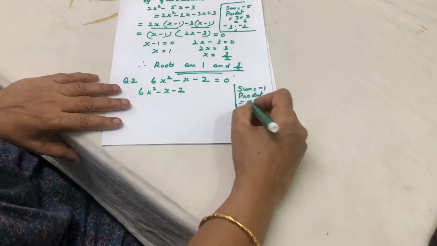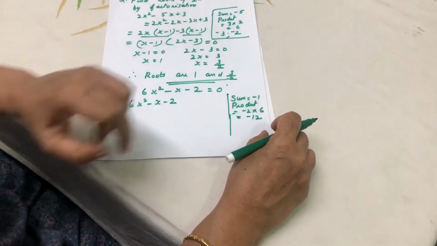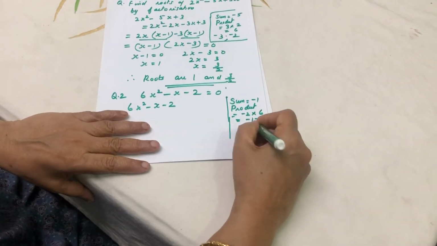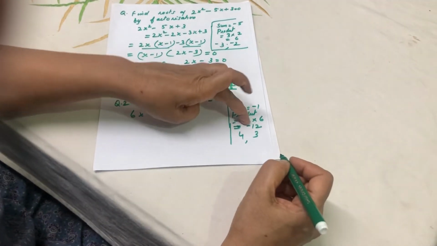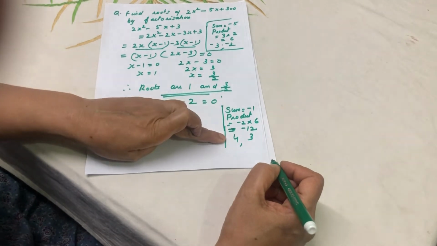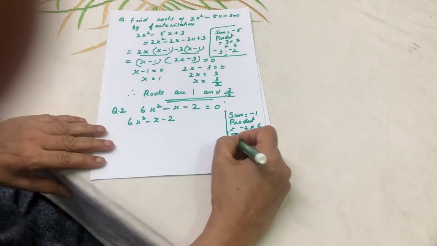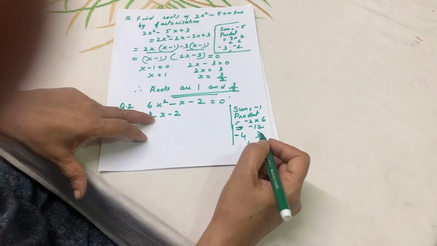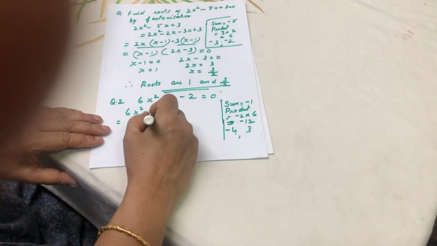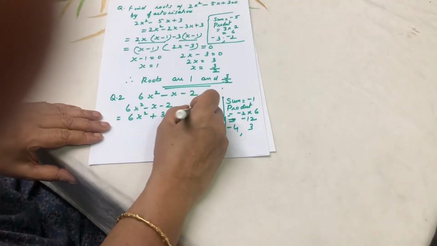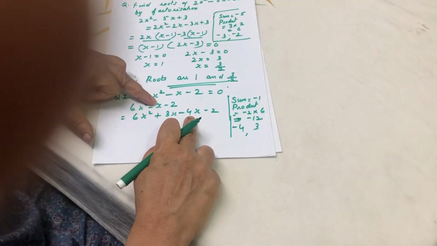So you need to get two numbers whose product is minus 12 and sum is minus 1. 4 into 3 is 12. Since the product is negative, one of these terms is negative, and since the sum is minus 1, the greater one will be negative. So the middle term is split into minus 4 and plus 3. So 6x squared plus 3x minus 4x minus 2. You see that plus 3x minus 4x is minus x.